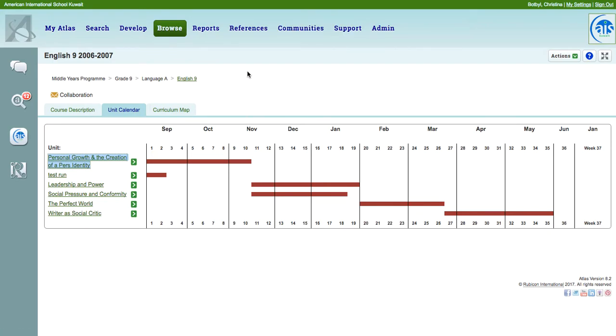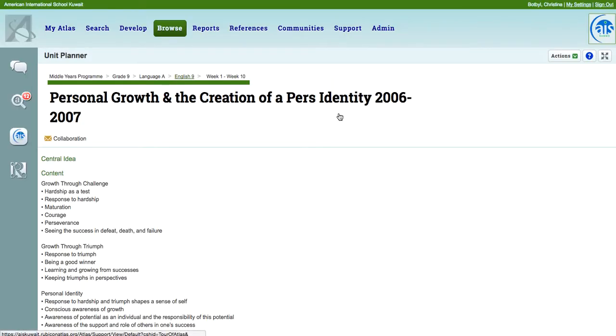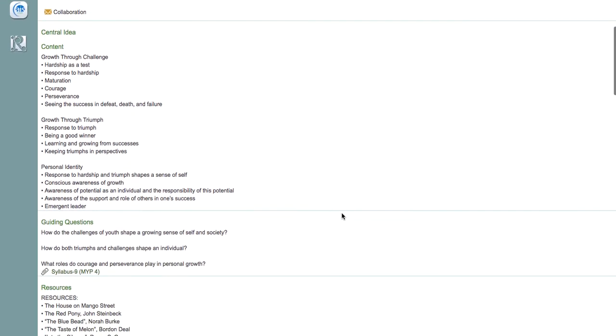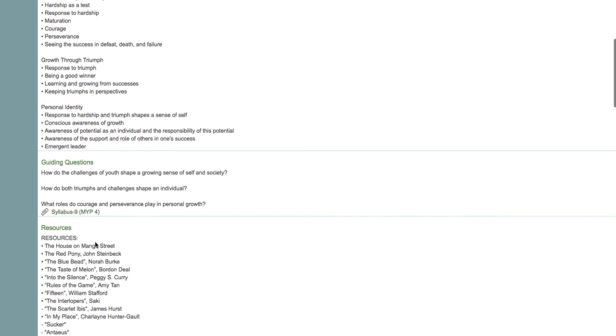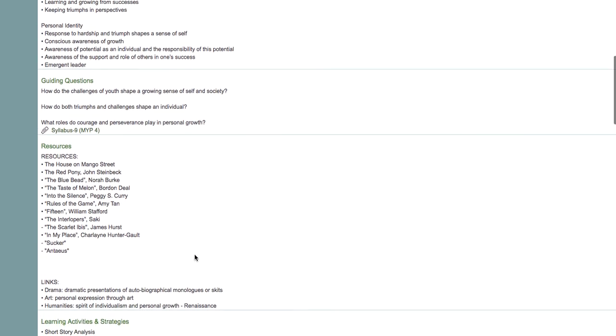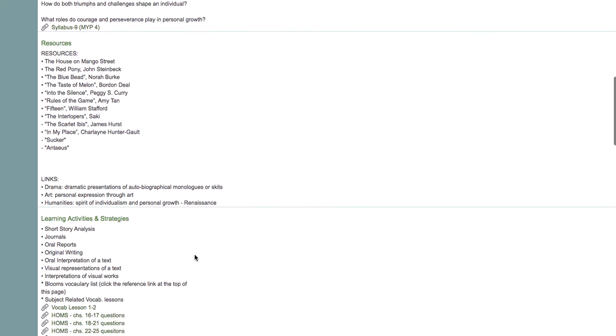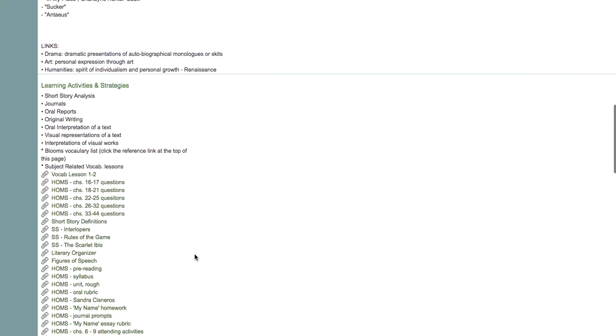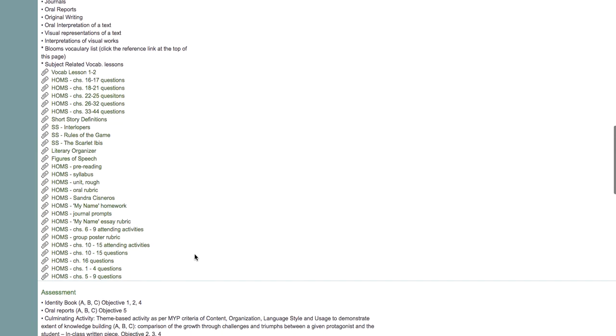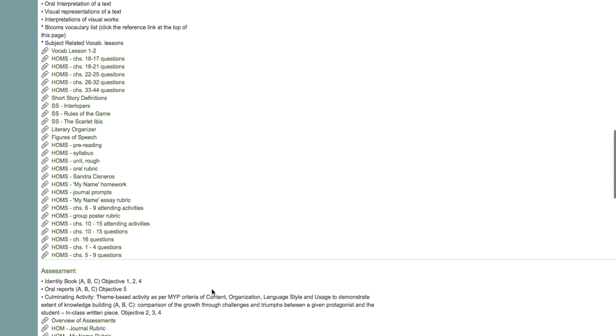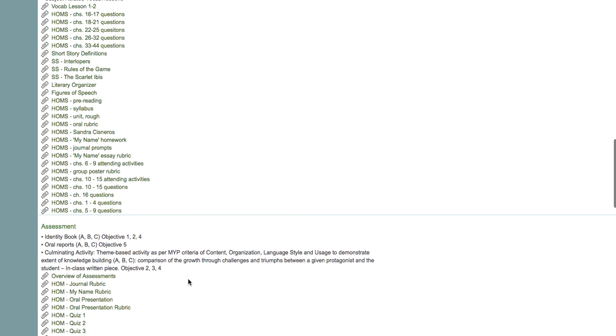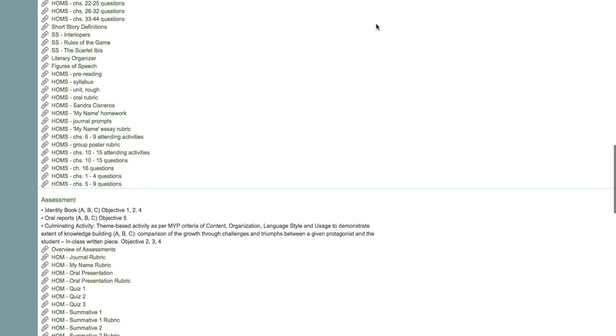The 2006-2007 academic year, perhaps this unit, Personal Growth and the Creation of a Personal Identity, might be where they will find information. As they scroll through that particular unit, they see in the resources section the House on Mango Street, some learning activities, and quite a few linked resources, in addition to various summative and formative assessments.